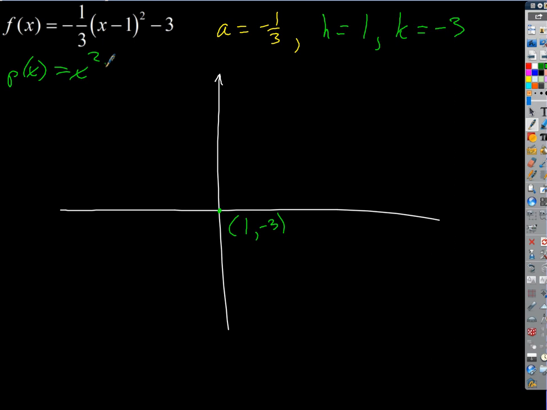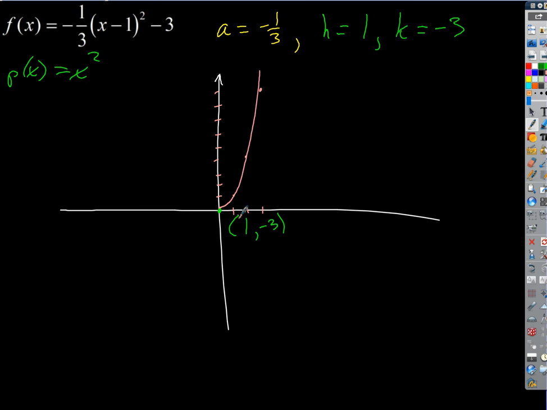Let's pick a convenient point. So I would go from this point over 1 and up 1, right? Normally. Over 2 and up how much? 4. Over 1, up 1. Over 2, up 4. Over 3, up 9. Right, so there's my normal parent graph shape.